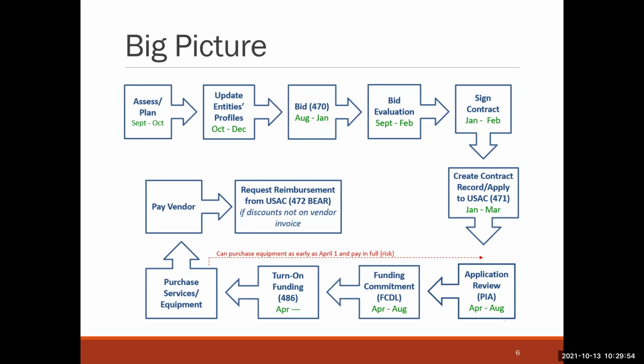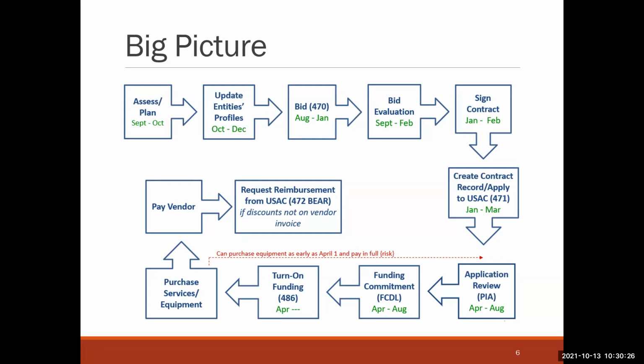Once you file the 486, that's when you would purchase the equipment or service, and you would either pay the vendor the non-discounted share, the amount that is not paid by the E-rate program, or pay them in full and then request the reimbursement yourself. Notice the red line that says you can purchase equipment as early as August 1 and pay in full, and that applies for Category 2 equipment.